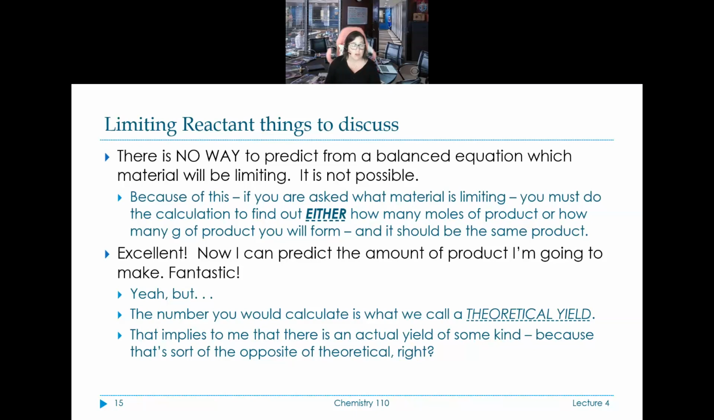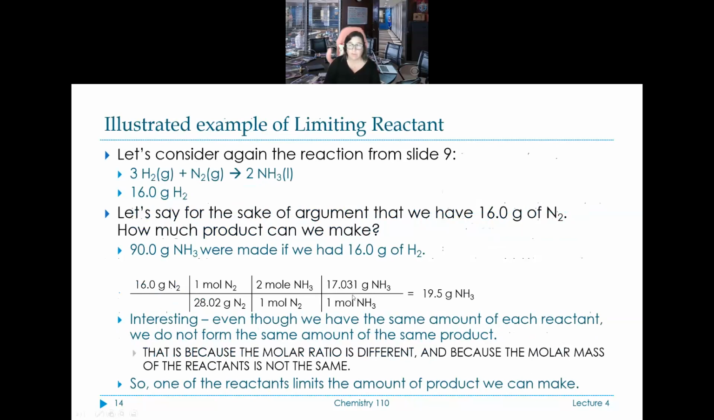So again, we talked about this in the last slide, and we were considering making NH3. We can go to moles of NH3 or grams of NH3. But it doesn't matter, because both of those will take into consideration the things that we need to take in. Okay? So the mass of the starting material and the ratio of the starting material to, in this case, the product that we're looking at.